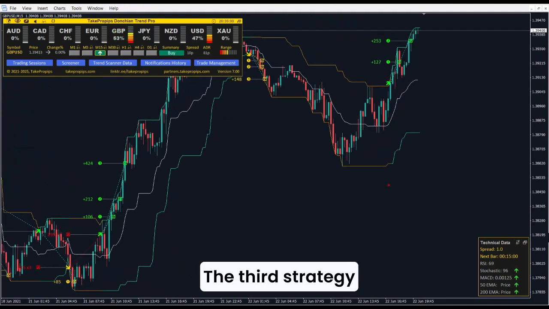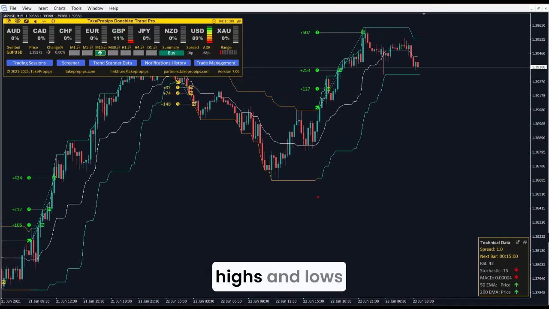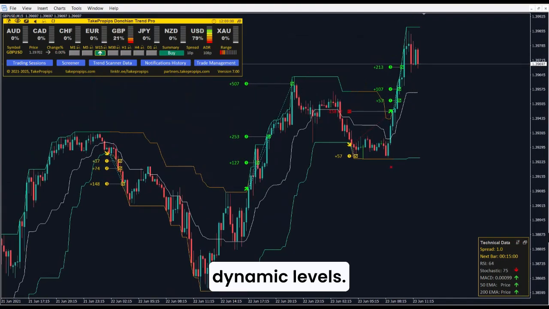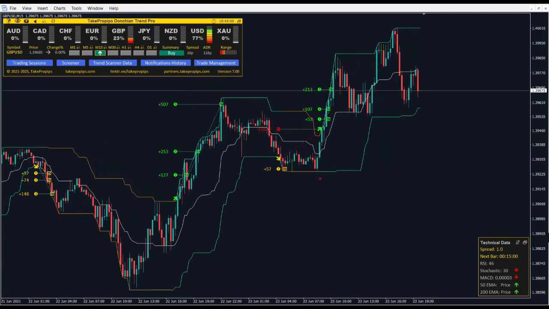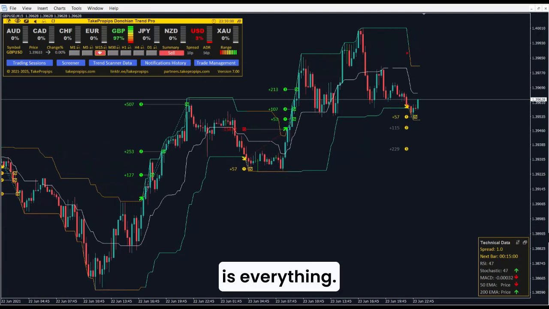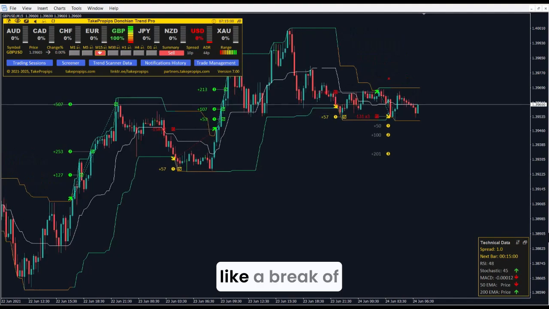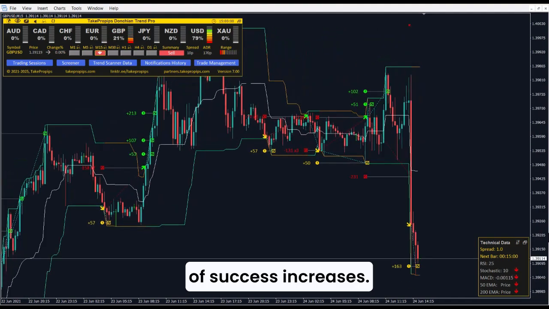The third strategy is the trendline breakout. This involves drawing trend lines along highs and lows and waiting for price to break out of these dynamic levels. It's a favorite for identifying breakout points in trending markets. Here, context is everything. If the trendline break aligns with higher time frame structure, like a break of a daily high or low, the probability of success increases.